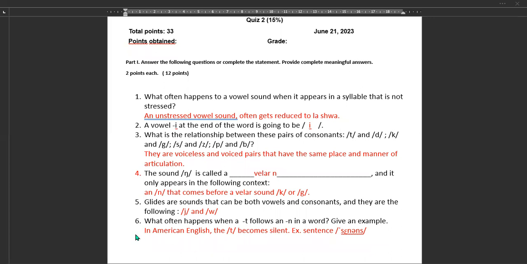Okay, this number 6 I have been repeating ever since we started the course: in American English, the most common pronunciation, when you hear or find a word that has an N followed by a T, then the T is going to become silent. It's not going to be pronounced. It's lost, whatever explanation or words you want to use. But the thing is that the T is not going to be pronounced.